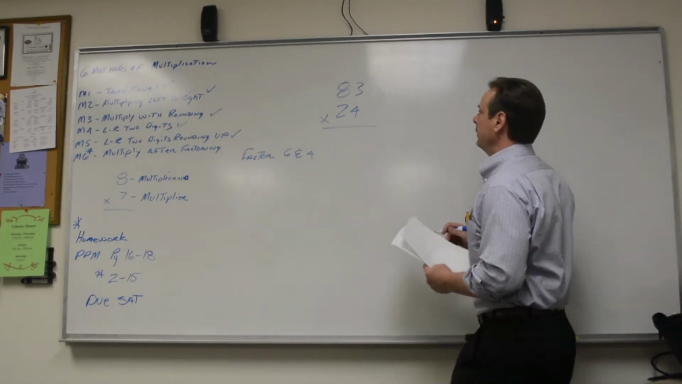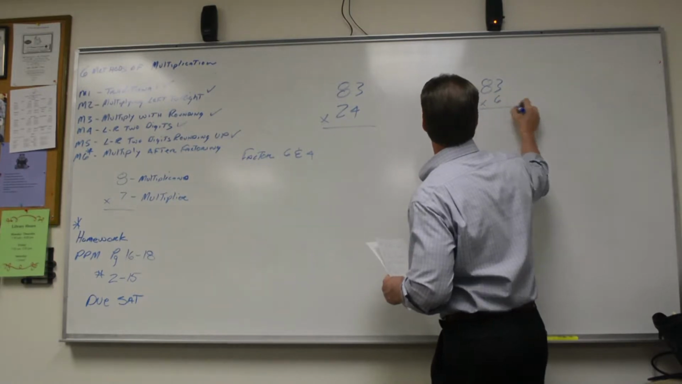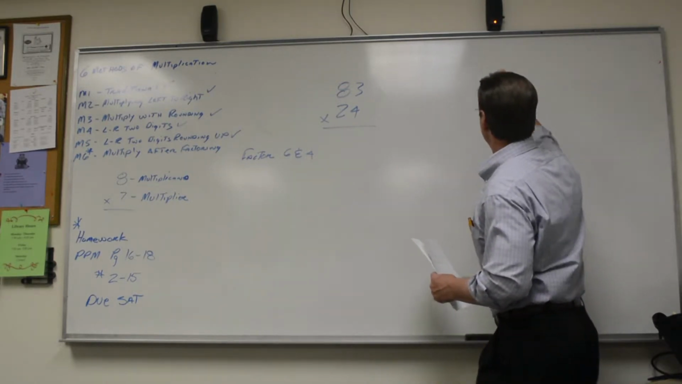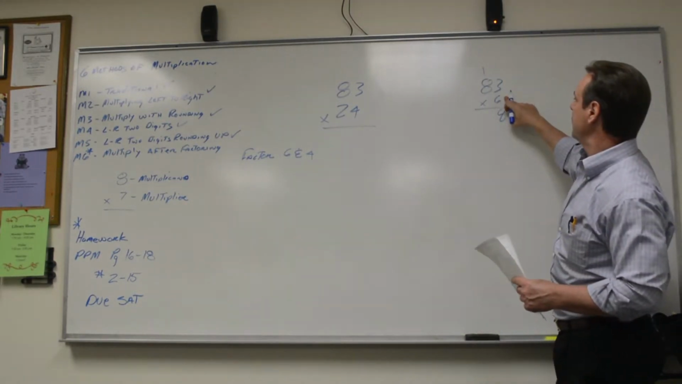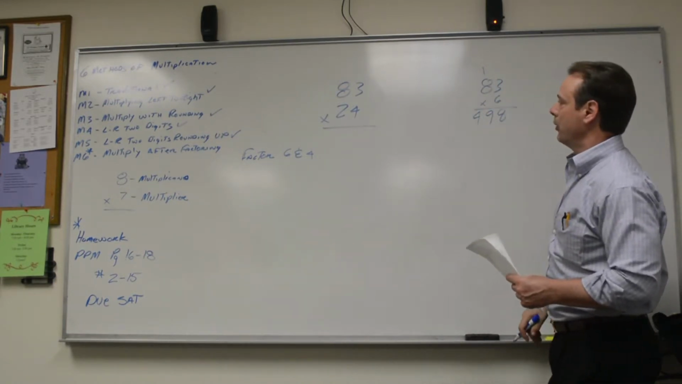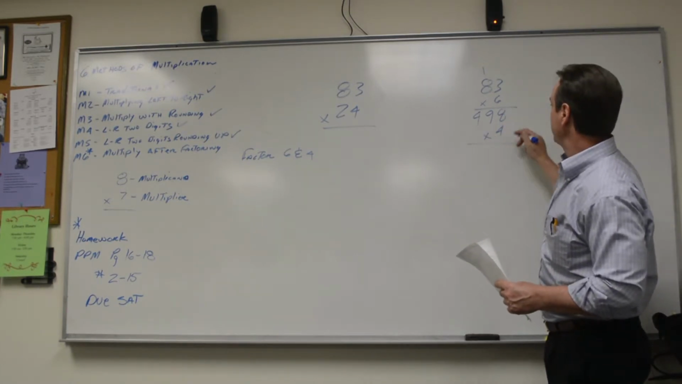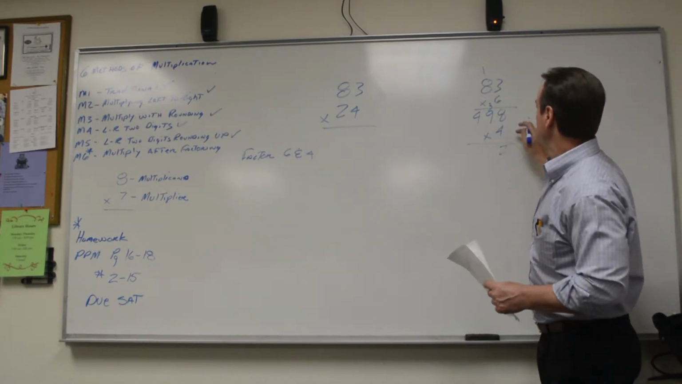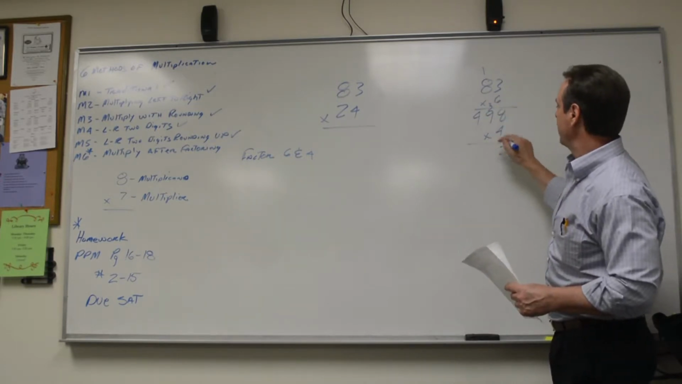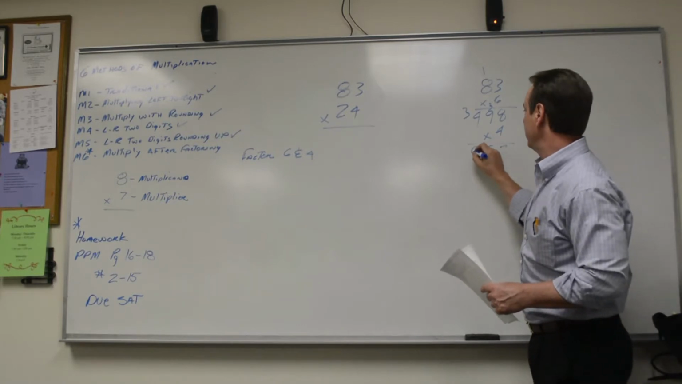I'm going to take 83 and multiply by 6. I'm going to get 18 here, 8, 1. 6 times 8 is 48 plus 1 is 49, 9, 4. Now what do I have to do? Multiply by 4. 8 times 4 is 32, 2, 3. 4 times 9 is 36 and 3 is 39, 9, 3. 4 times 4 is 16 and 3 is 19, 9, 1.